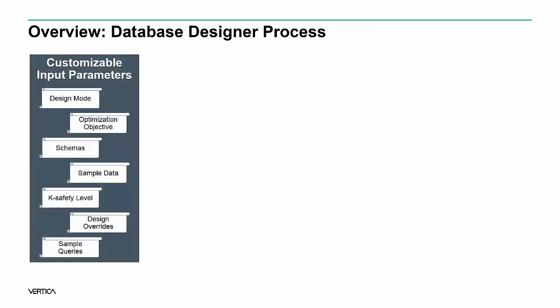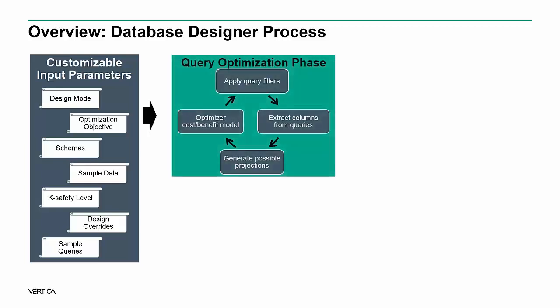This is a high-level overview of how the DBD optimizes your data. It starts with you. You need to provide information about your optimization objectives, access to representative data, your most representative queries, current database considerations, etc. Then the DBD goes to work. It iteratively considers the queries you have provided, generates possible projection designs, does a cost-benefit analysis of each prospective query, then chooses the projection or projections that best meet your needs.